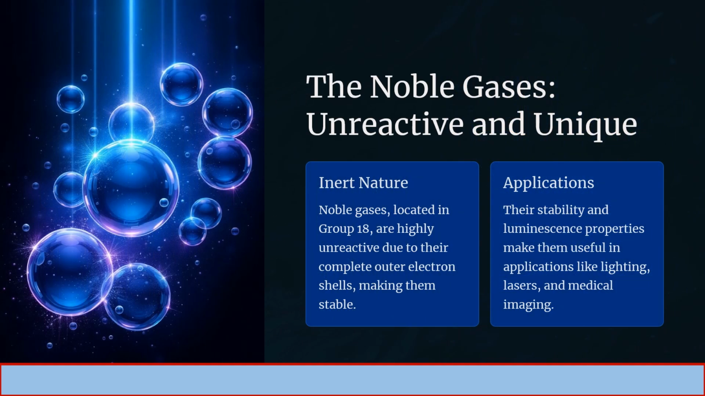The noble gases, located in group 18 of the periodic table, are unique because of their inert nature. This means they rarely react with other elements. Why? Their outer electron shells are completely full, making them incredibly stable. This stability is why we see noble gases used in everyday applications, like neon lights, which create the bright, colorful signs we often see. Helium, another noble gas, is what keeps balloons floating.